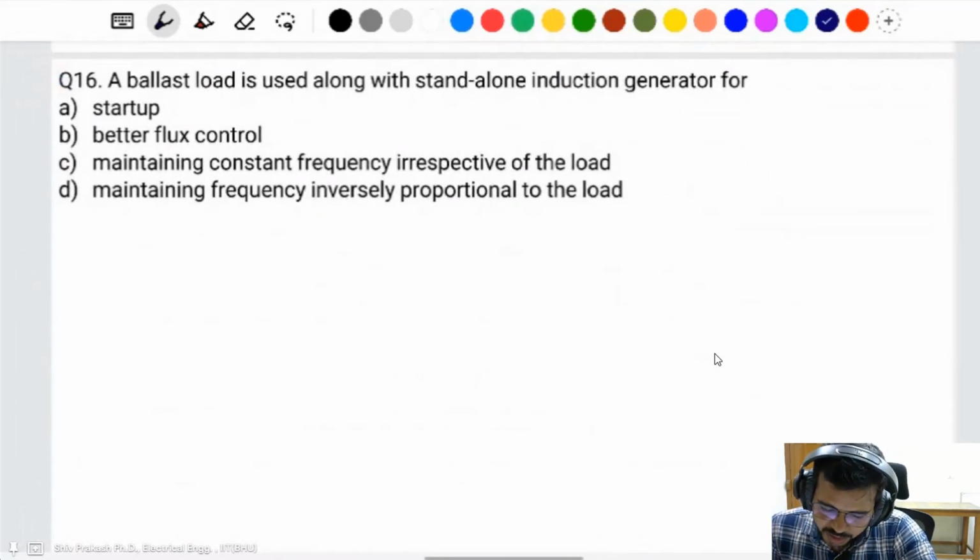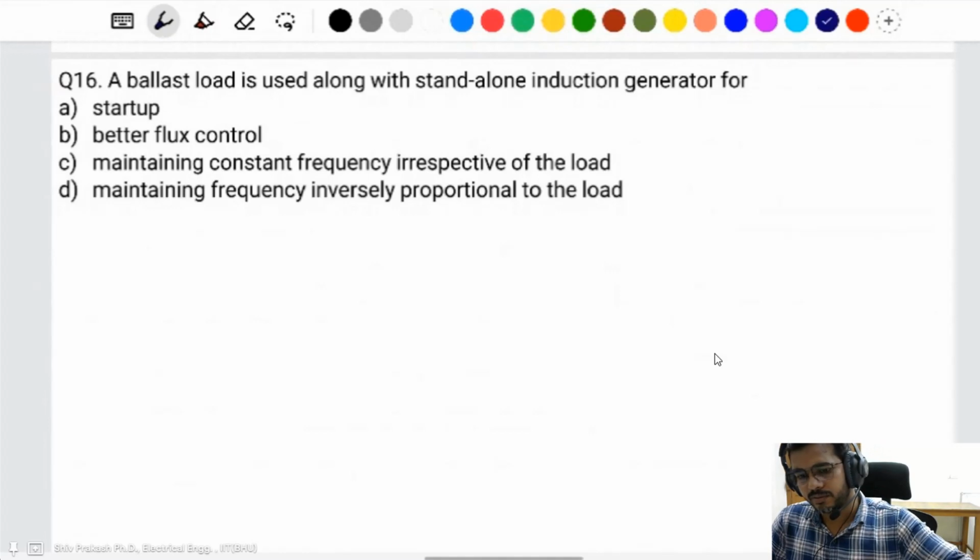A ballast load is used along with a standalone induction generator. The induction generator is connected to the solar panel, and after that it will be connected to the load. But the generator is used only for generating the electrical power.